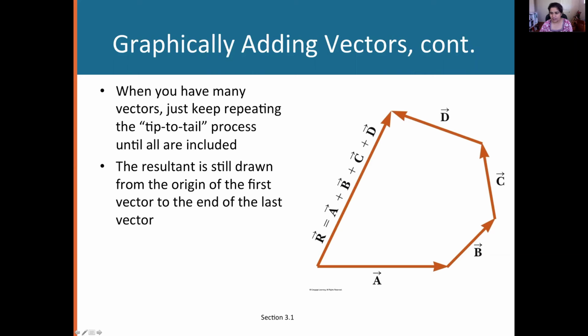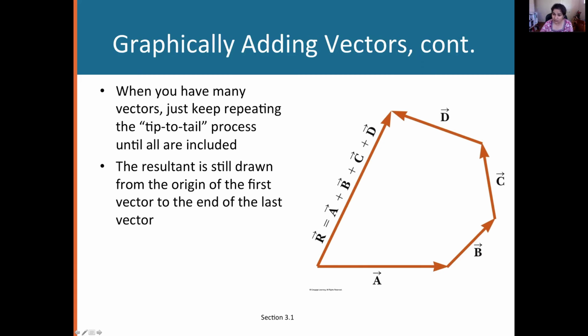So here's the process of adding more than two vectors. Here's my vector A, B. The next one, if I want to add C, I place it at the tip of B. If I want to add another one, D, I place it at the tip here. Remember, it always needs to be picked up and put parallel to itself. And you can keep doing this for however many vectors you have.